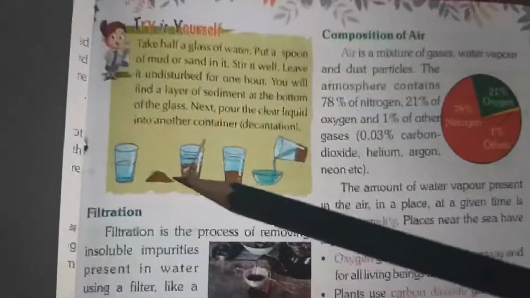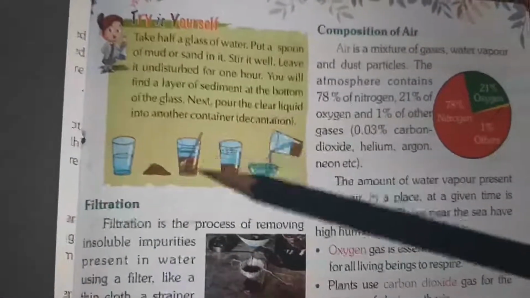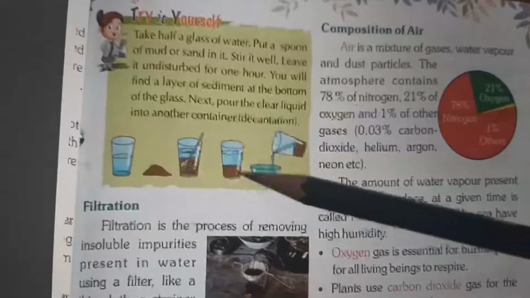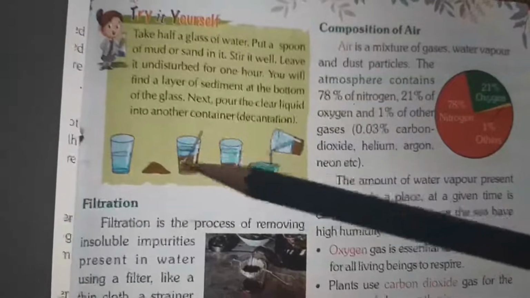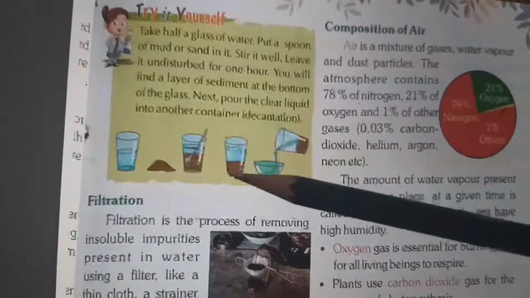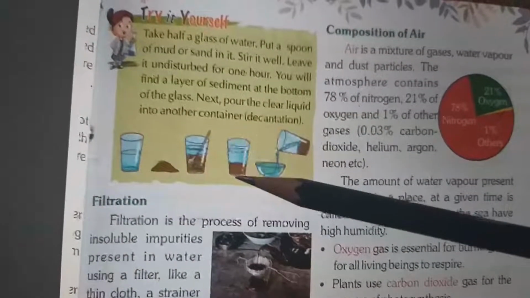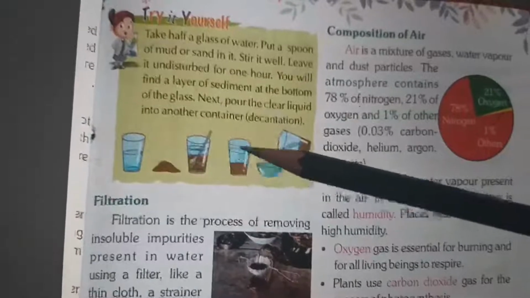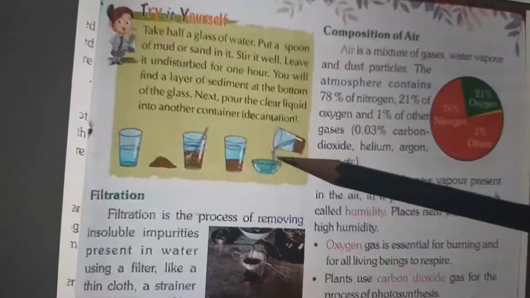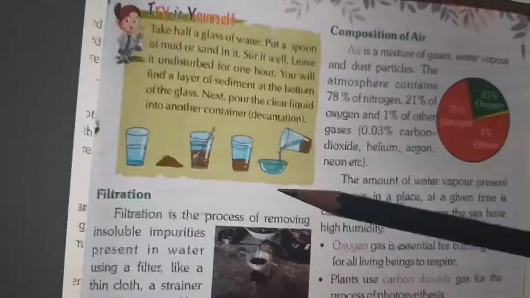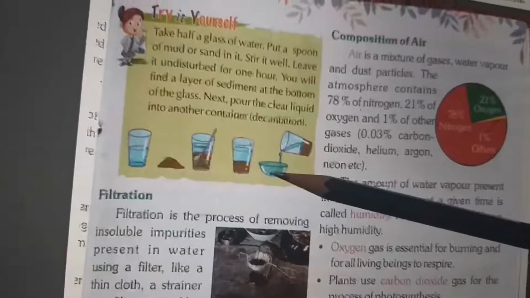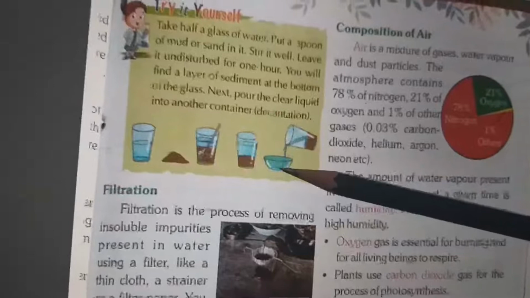Now see what you have to do. Take a glass of water, take some mud into it. First mix it for some time. Once it is completely mixed, then let it rest for some time. After some time you will see that all the mud which was mixed with the water has settled at the bottom like this. There is a layer of mud at the bottom of the glass and the clear water is above. Now take that glass and pour the clear water into another container. This process is called decantation. Here sedimentation occurs and this is the process of decantation, right?